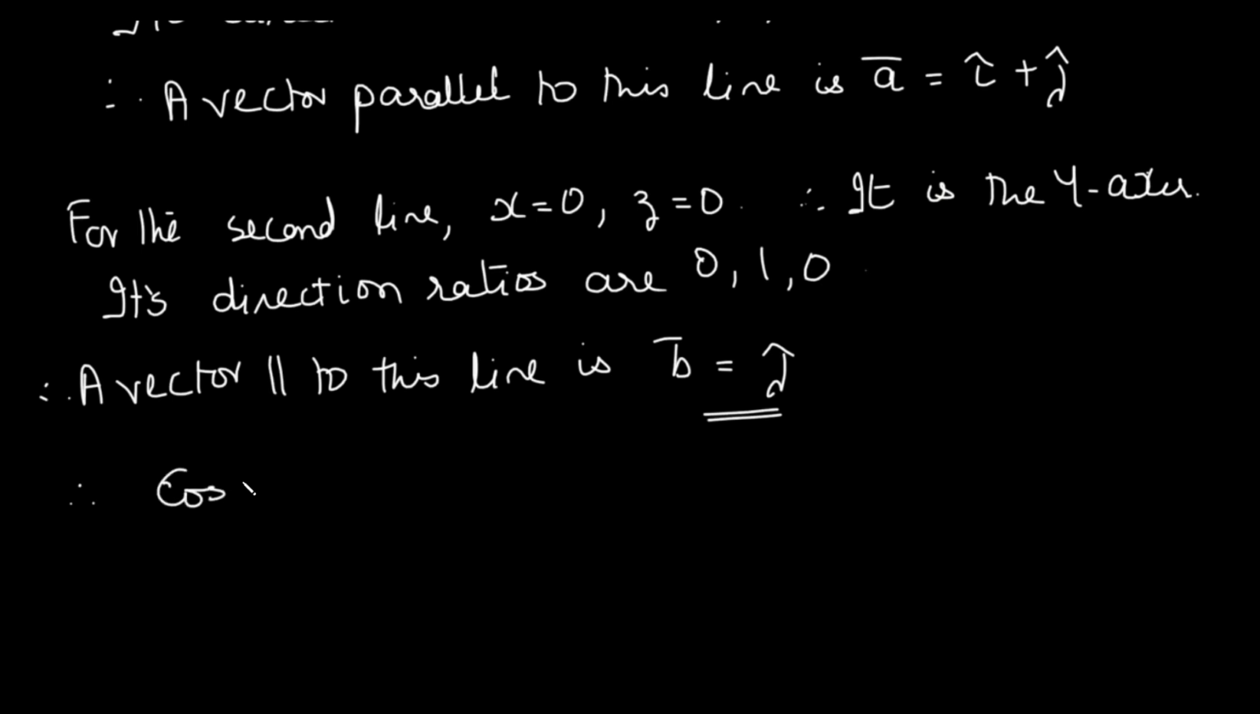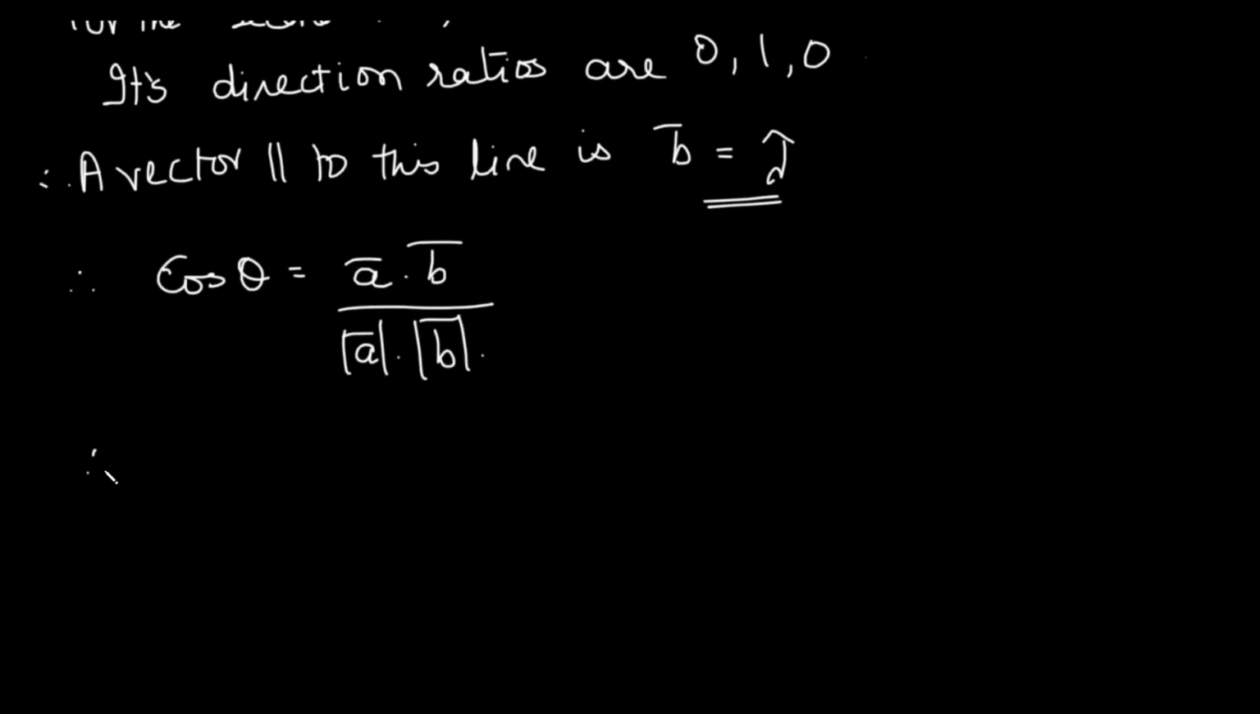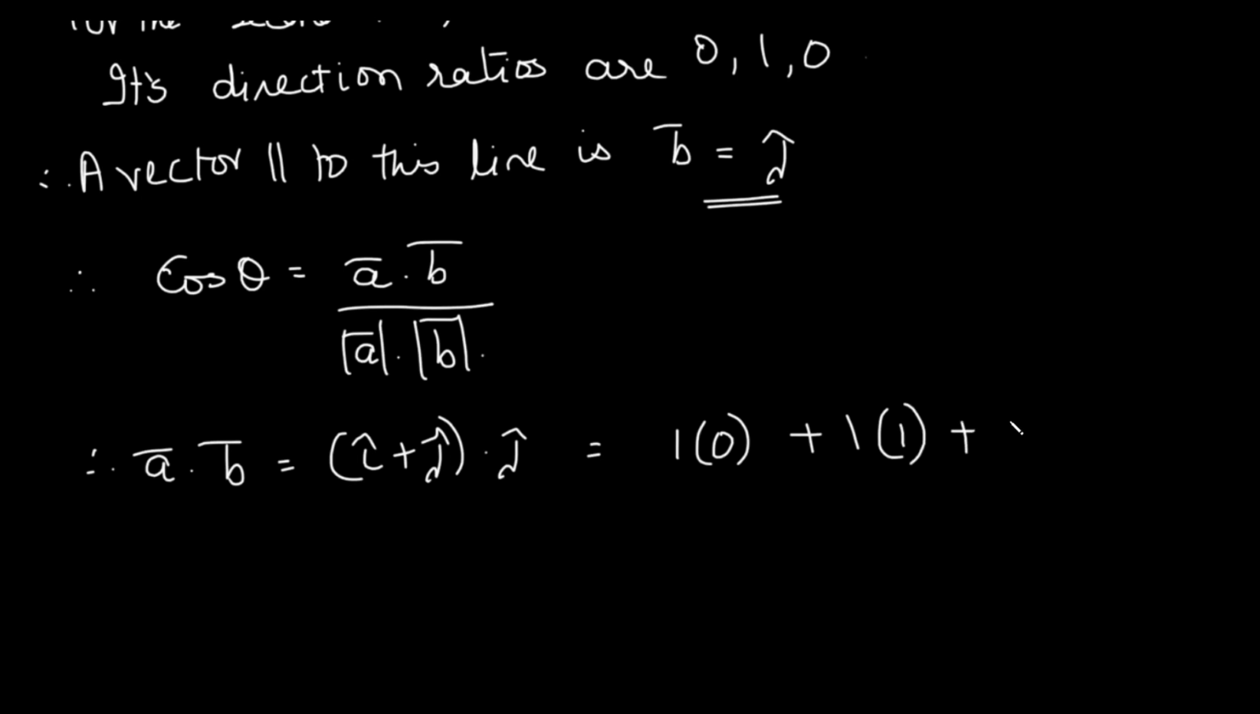If theta is the angle between the two lines, then cos theta is equal to a dot b upon mod a into mod b. So here what is a dot b? Therefore a dot b will be i plus j dot j. Taking the position vectors of a and b, we have i plus j dot j, which comes out to be 1 into 0 plus 1 into 1 plus, k is not there, so we write 0 into 0, which is 1. So a dot b comes out as 1.